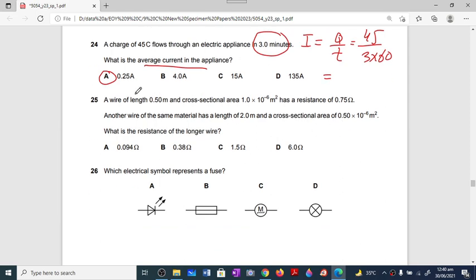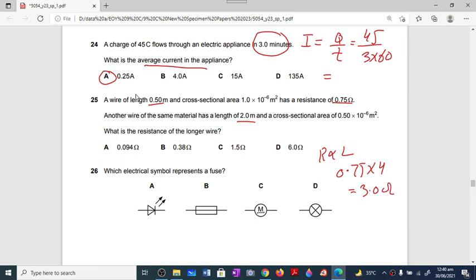Now he is saying a wire of length. Resistance depends on two factors. Resistance is directly proportional to length. First of all, the length is 0.5 and the resistance is 0.75. Now, when we increase the length 4 times, the resistance will also increase 4 times. So first of all, we will take care of length. 0.75 multiplied by 4 gives 3.0 ohm.